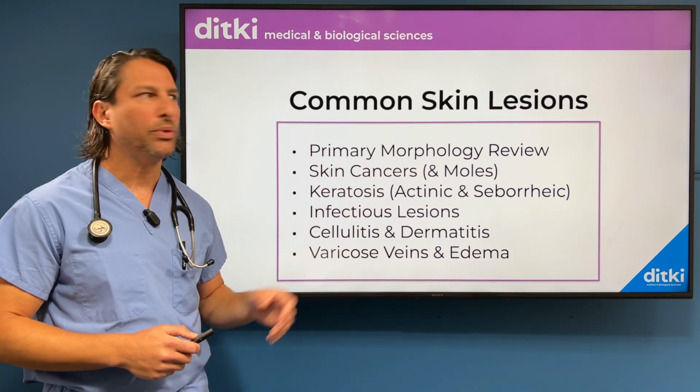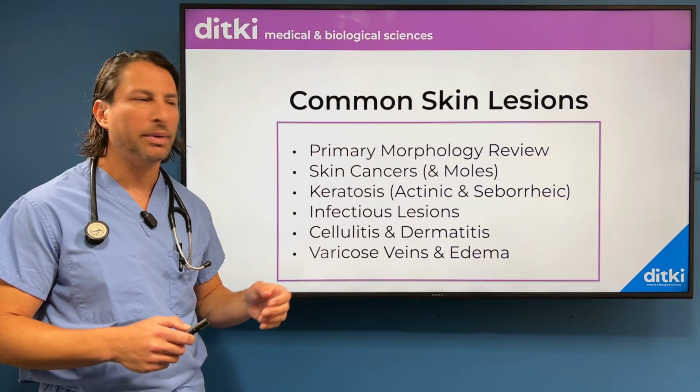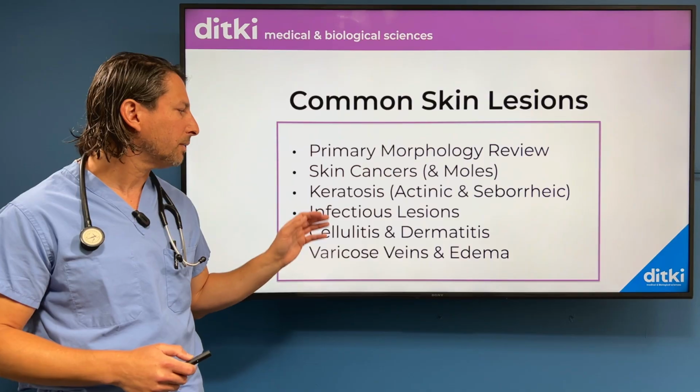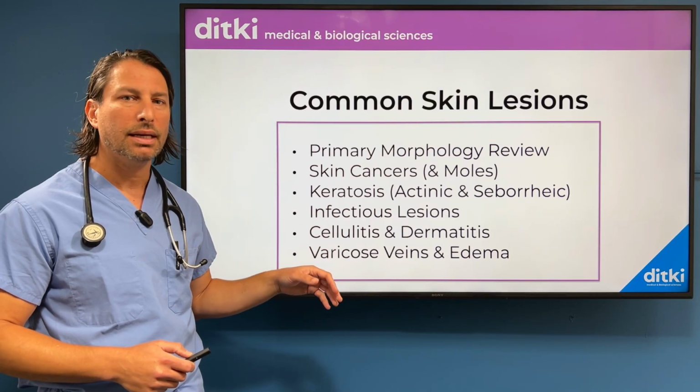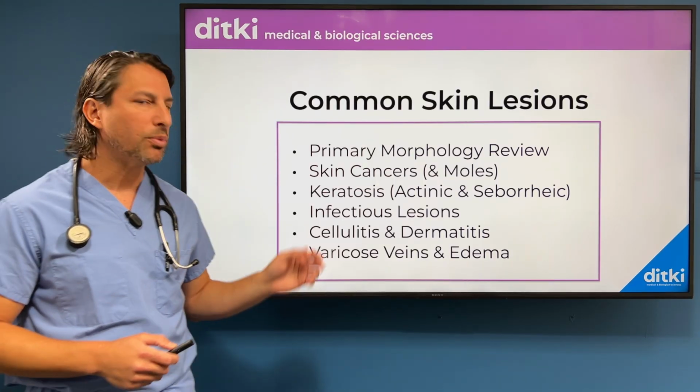So that's a quick run through of common skin conditions. We reviewed some nomenclature for primary morphology, skin cancers, actinic and seborrheic keratosis, infectious lesions, cellulitis and dermatitis, and then we discussed varicose veins and peripheral edema.